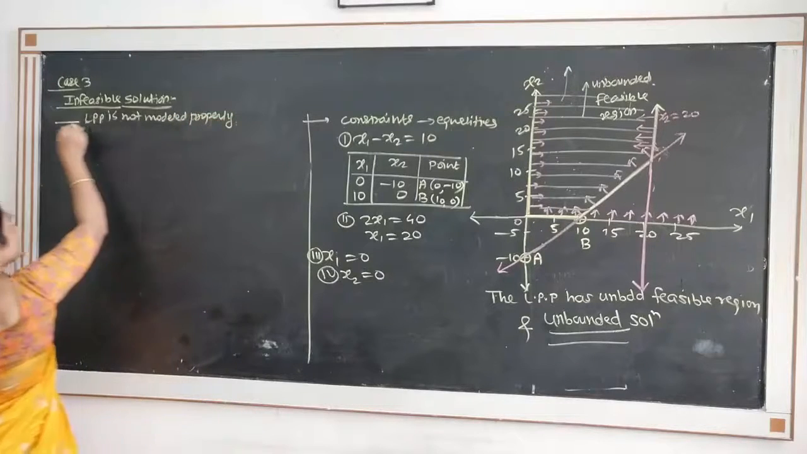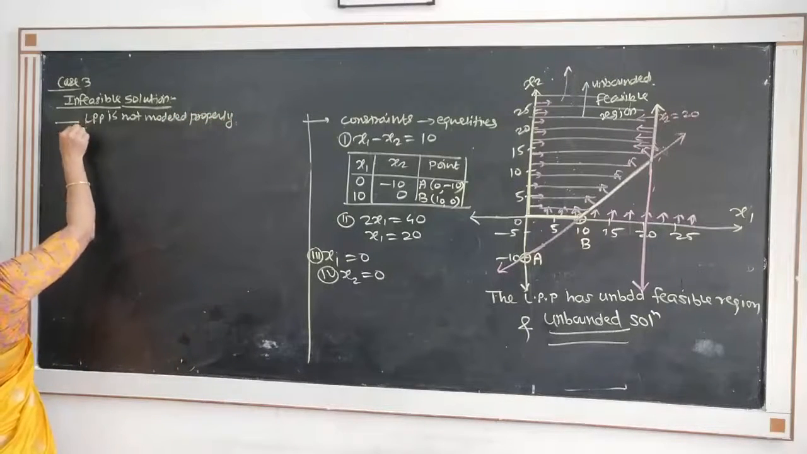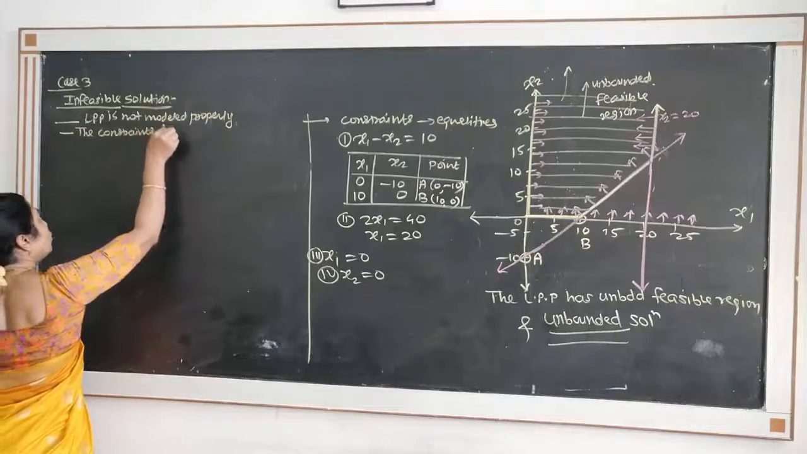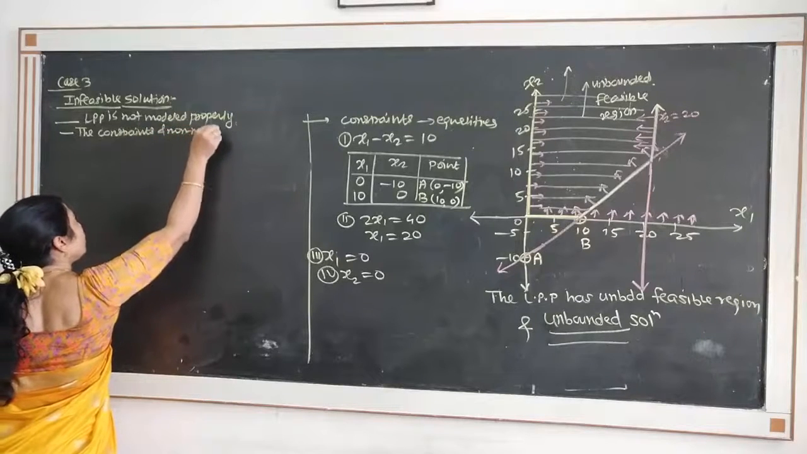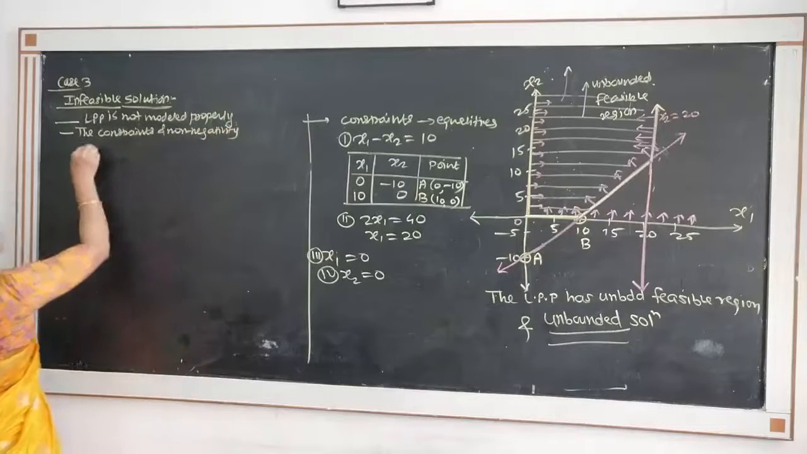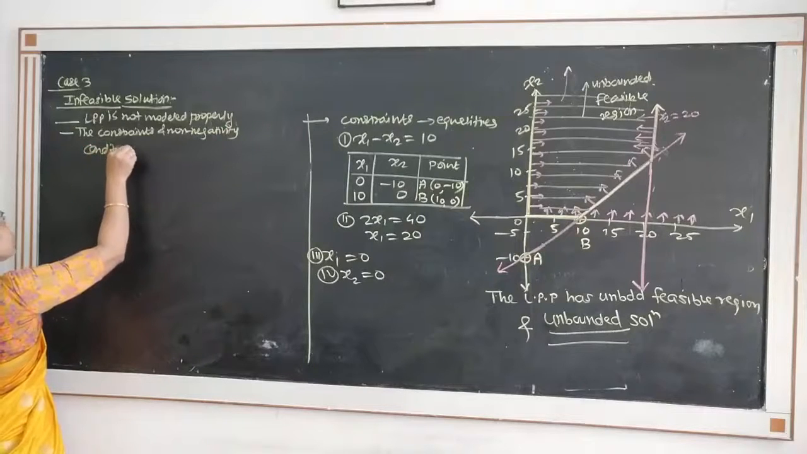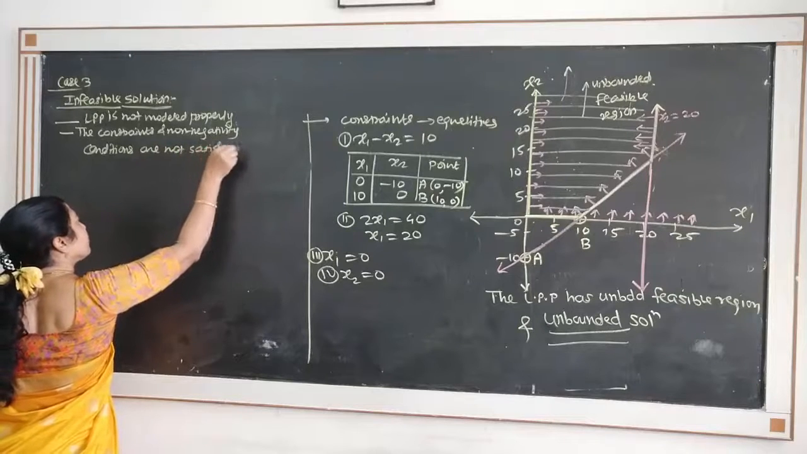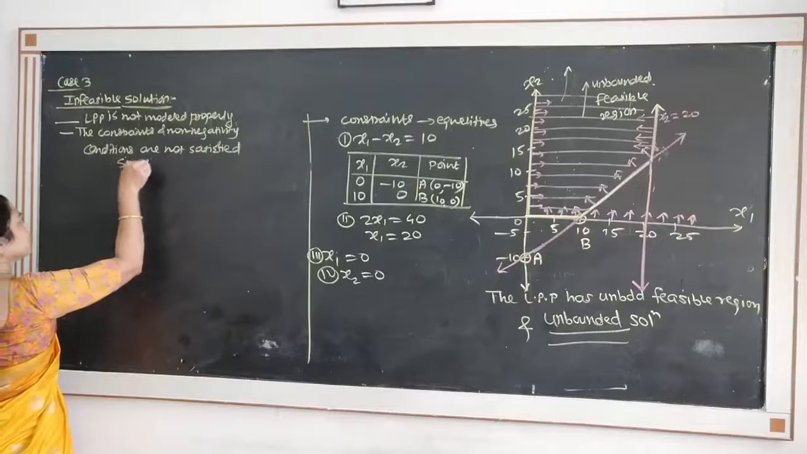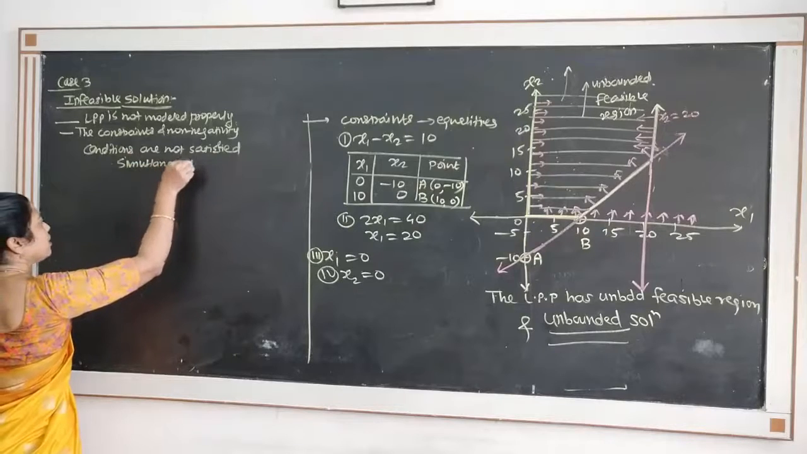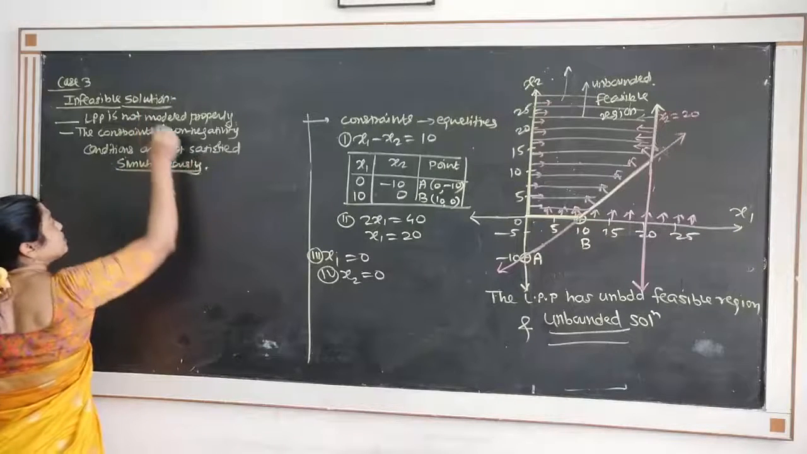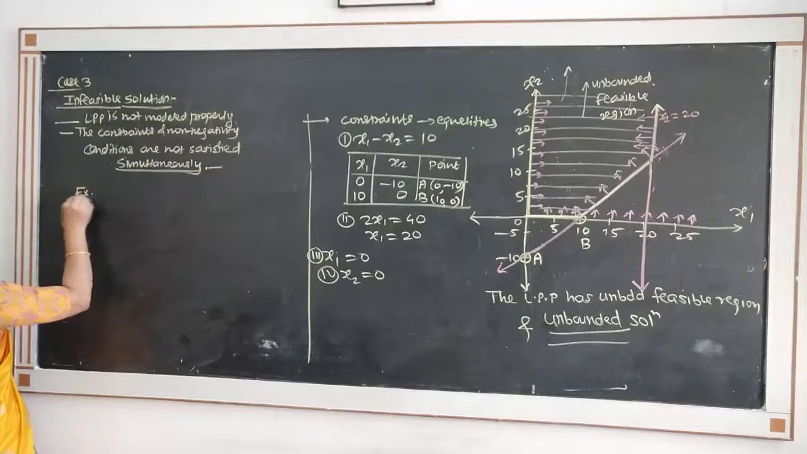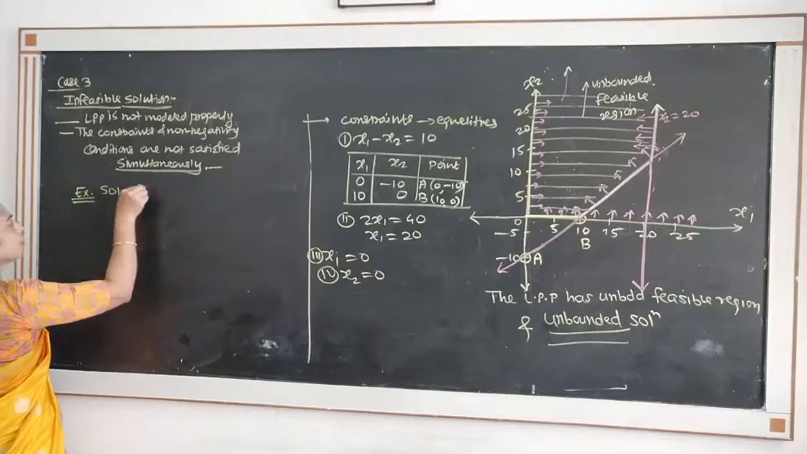In such cases, infeasible solution. That means that the constraints and non-negativity constraints are not satisfied simultaneously. In that case, we get an infeasible solution of LPP. To get the idea, consider an example: solve the LPP graphically.